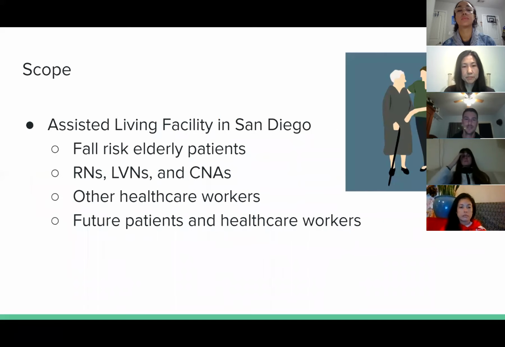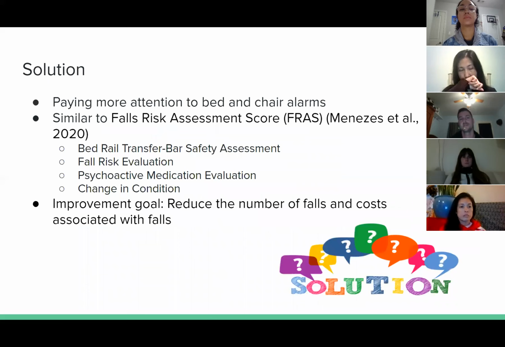Next slide, please. We took a look at the assisted living facility in San Diego, where the fall risk is obviously elderly patients. We take a look at a lot of the RNs, LVNs, CNAs jobs, what that allows us to do. We take a look at the other healthcare workers and how that affects what is done with the patients as well. And then how we're going to be presenting future patients following guidelines that we can implement in these other facilities. Next slide, please.